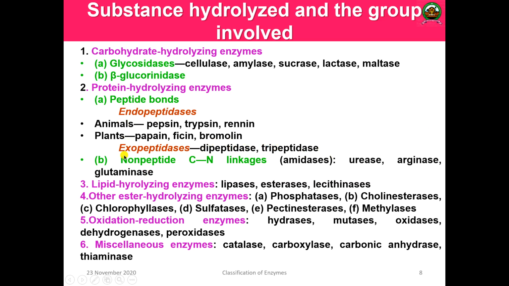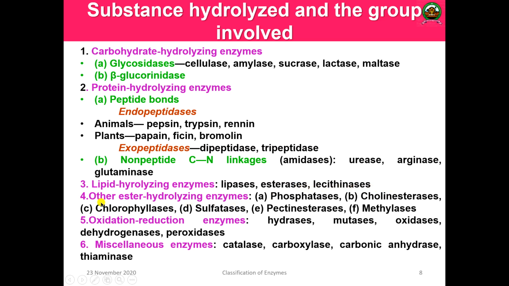These are based on the peptide bond. But what about the non-peptide CN linkage? Those enzymes are known as amidases, for example ureases, arginases, glutaminases. They are also protein hydrolyzing enzymes, but their nature is neither endopeptidase nor exopeptidase. They act on non-peptide CN linkages. Next is the lipid hydrolyzing enzymes. They hydrolyze lipids; examples are lipases, esterases, lecithinases, etc.